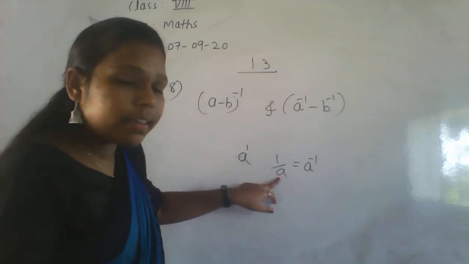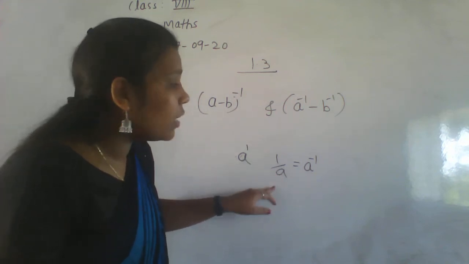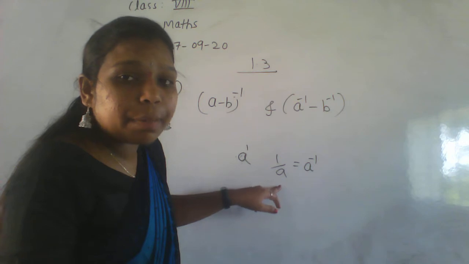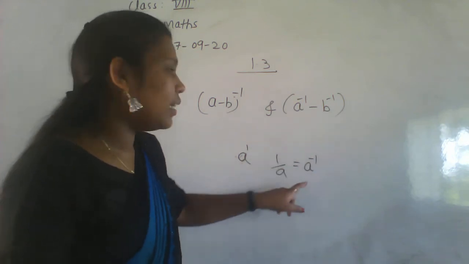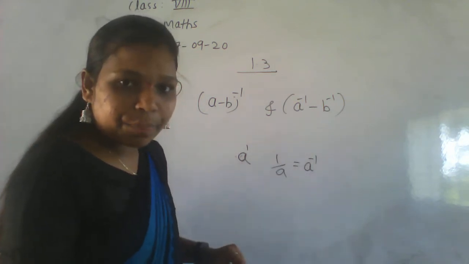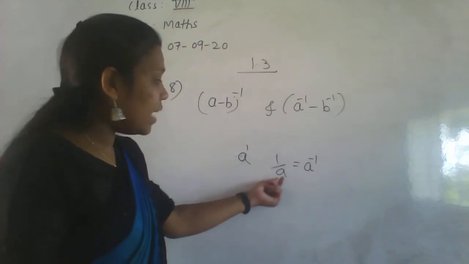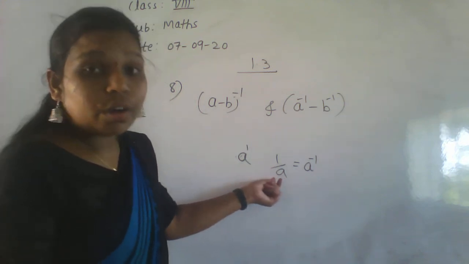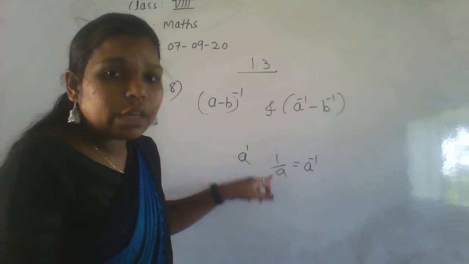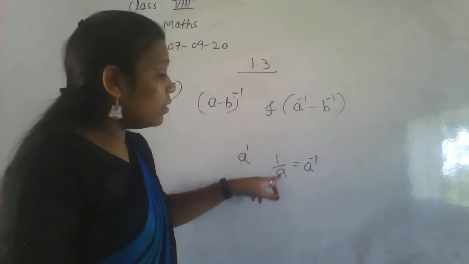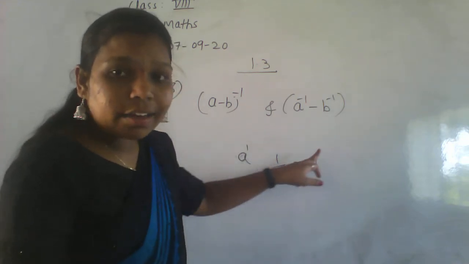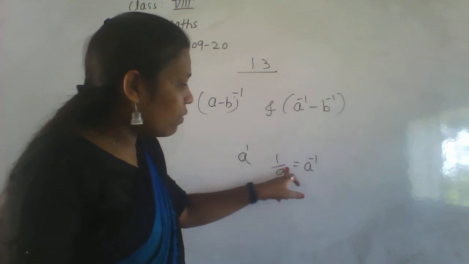And again here 1 by a is there. See, a is in the denominator. If you take it to the numerator, then the power will be negative, that is a to the power minus 1. 1 by a has a in the denominator. If we want this denominator value in the numerator, then the power of a will be negative. Here a to the power 1 is there.